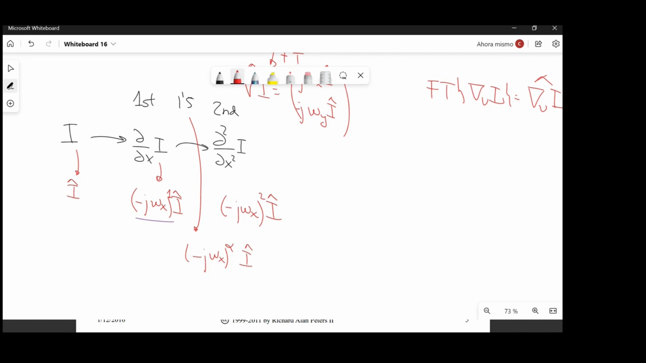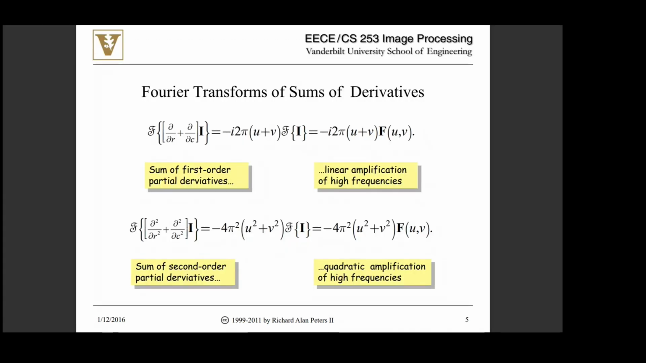Okay, so that is what is explained here. We are calculating second derivatives now of my image, and it will be the Fourier transform, summing the two derivatives at the same time. So we will have omega x squared, omega y squared. These 2 pi we don't have, because in my definition of Fourier transform we don't have the 2 pi. There are many definitions of Fourier transform, they are not unique.